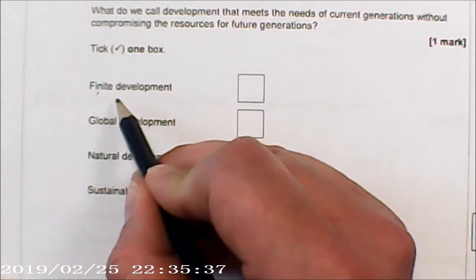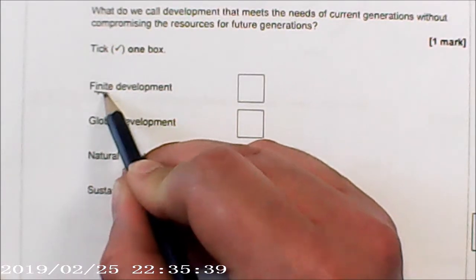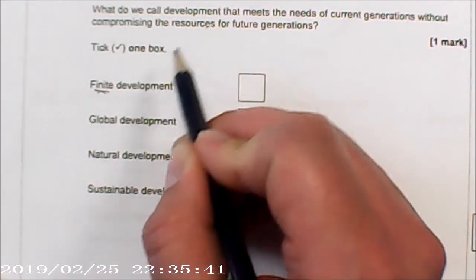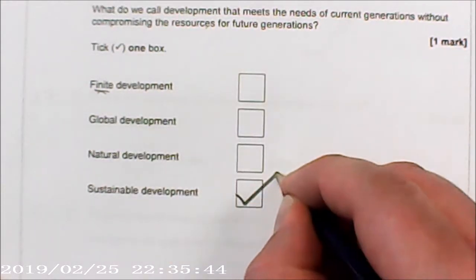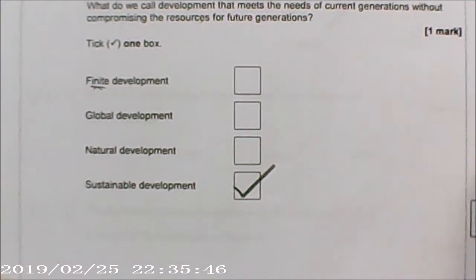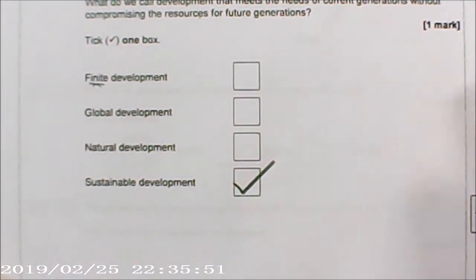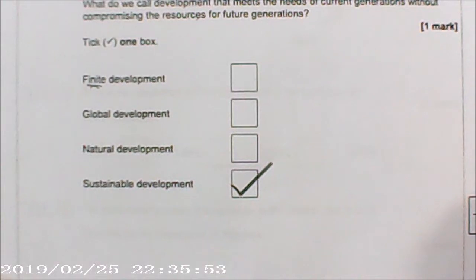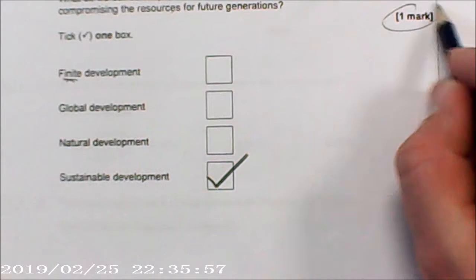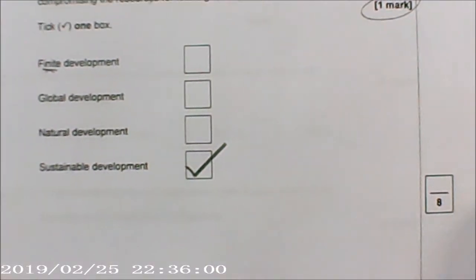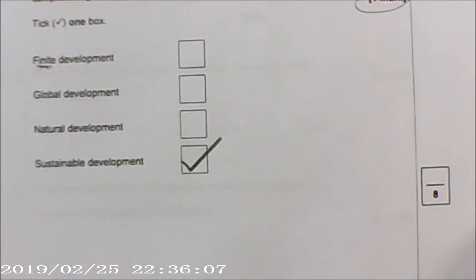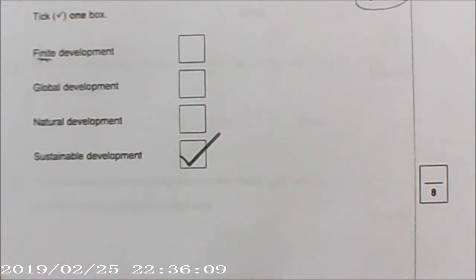Even though crude oil is a finite resource, that's not what it is asking. It's asking for sustainable development. Sustainable development means that you're not using more, so it means that future generations will have enough themselves. So that's worth 1 mark for the 1 box. So if you total that up out of 8, make a note of any sections that you didn't get right so that you can revise that.